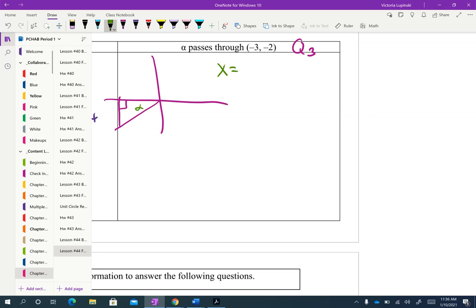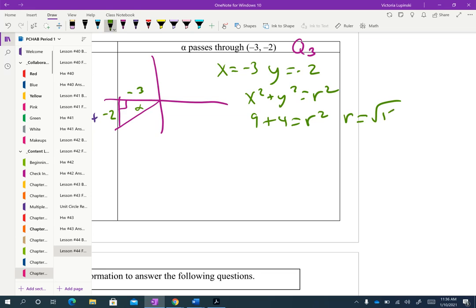This tells us that the x is -3 and the y is -2. So we know -3 and -2. X squared plus y squared equals r squared. So 9 plus 4 equals r squared. Take the square root. Instead of plus or minus, it's always positive. So the square root of 13 is your r. Sine of alpha, cosine of alpha, and the tangent of alpha. So again, this is the square root of 13.